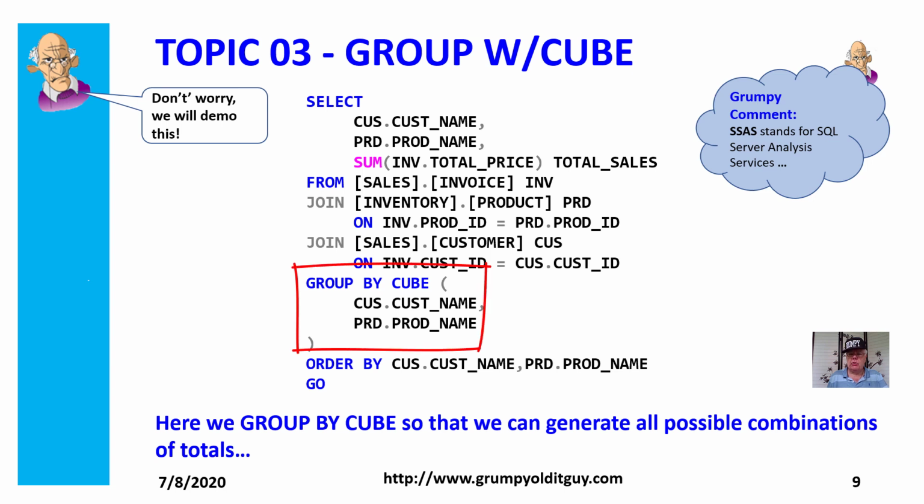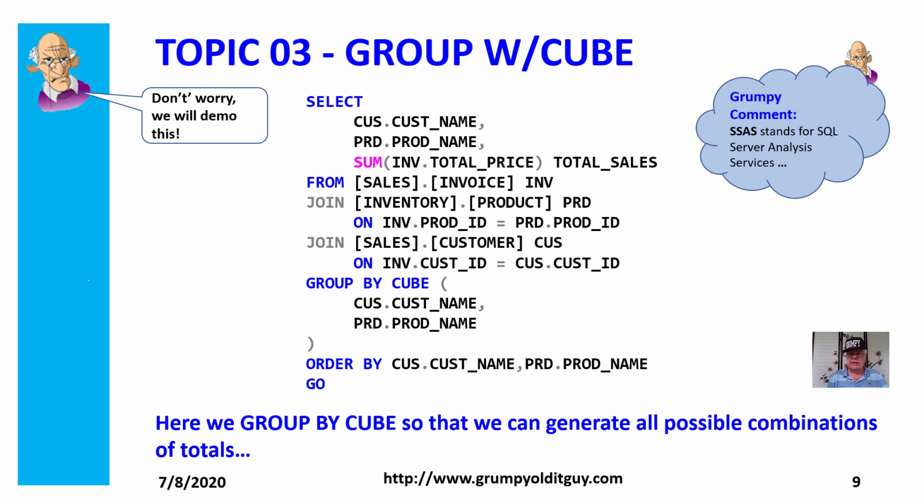Now getting back to the query, we include the word cube right after the group by clause, as in group by cube. Then you define the dimensions by identifying the columns, right? So a dimension is a type of column. And typically the term dimension is used in data warehouse databases.